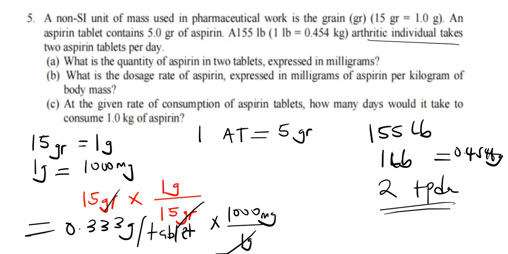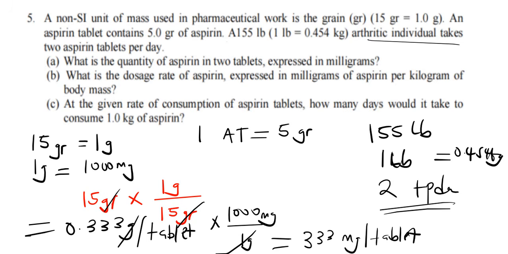So the gram and the gram can cancel. Therefore, I'm just multiplying 0.33 by 1000. So in this case, I'm just going to have 333 milligrams per tablet. Okay, that is per tablet.